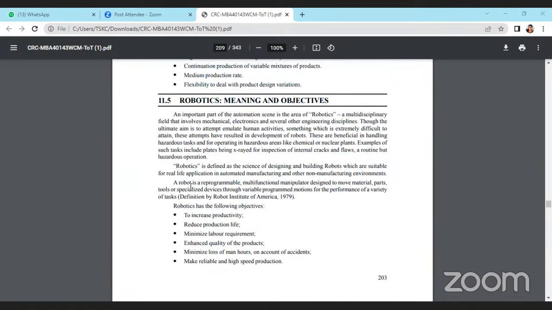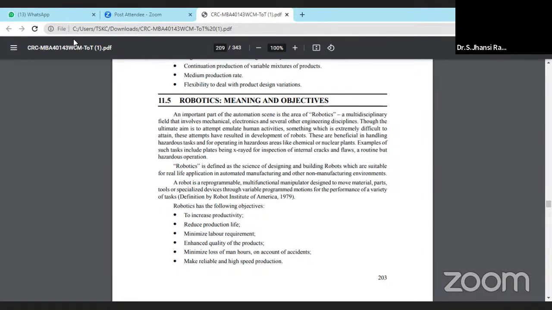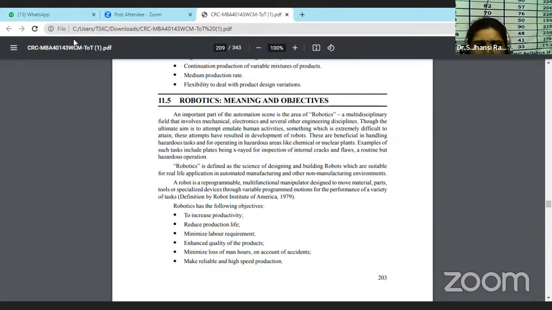That was about total automation. Now let's look at robotics. It is defined as the science of designing and building robots which are suitable for real life applications in automated manufacturing and other non-manufacturing environments. A robot is a reprogrammable, multifunctional manipulator designed to move materials, parts, or specialized devices with variable programmed motions. That is the definition given by the Robot Institute of America, 1979.